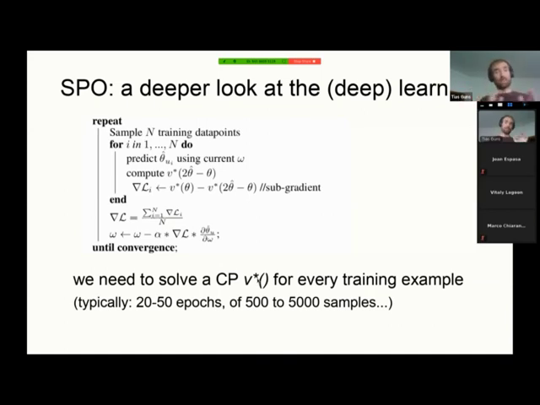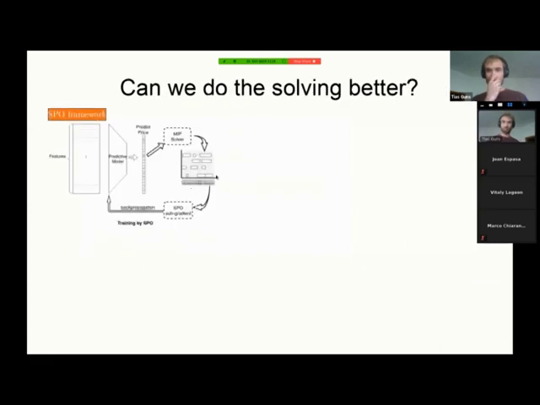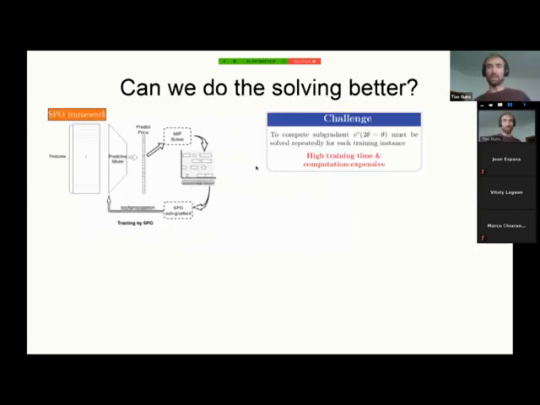So if we're doing 20 to 50 epochs with 500 to 5,000 samples, we're doing thousands and thousands of solver calls. So the question here is, if we want to do the learning better, maybe we should look at how to do the solving better, because the computation time is high.